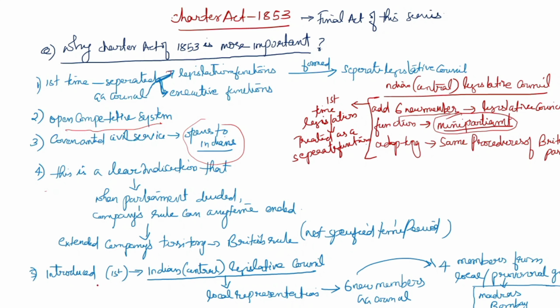You should remember that this act introduced, for the first time, the Indian or Central Legislative Council. It contained local representation from different territories. 6 new members were added to the Governor General's Council, including 4 members from the local or provincial governments. These 4 members were selected from Madras, Bombay, Bengal and Agra.